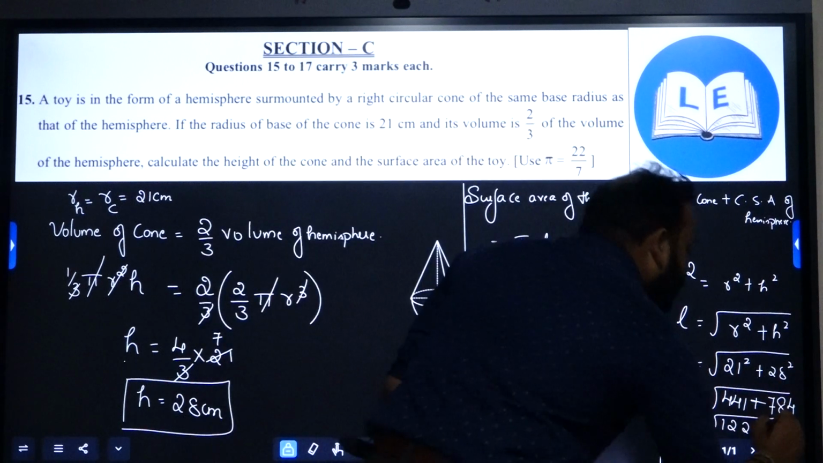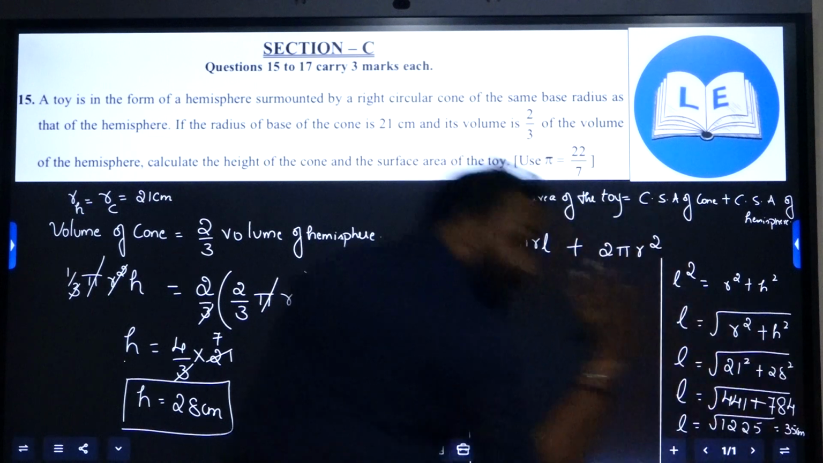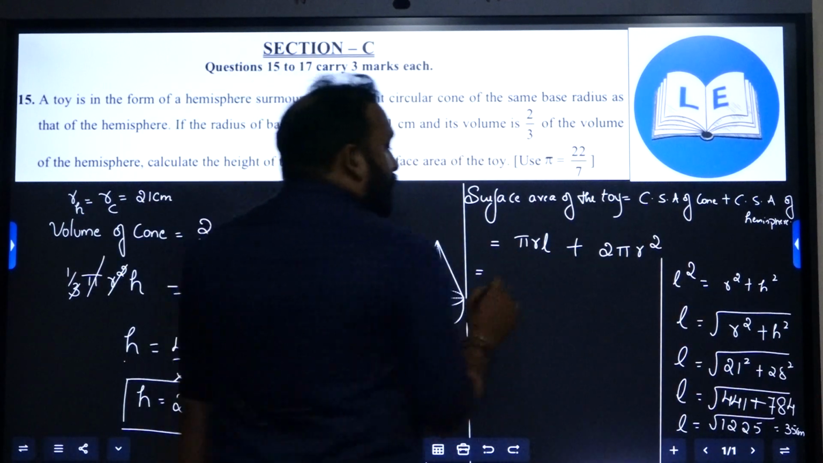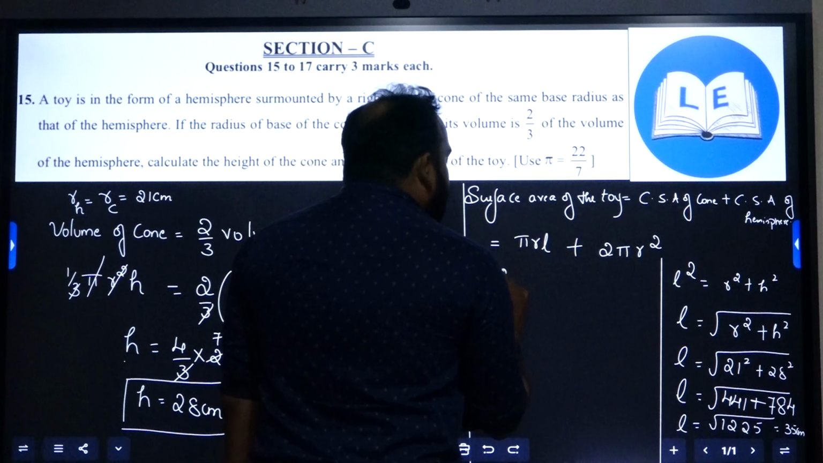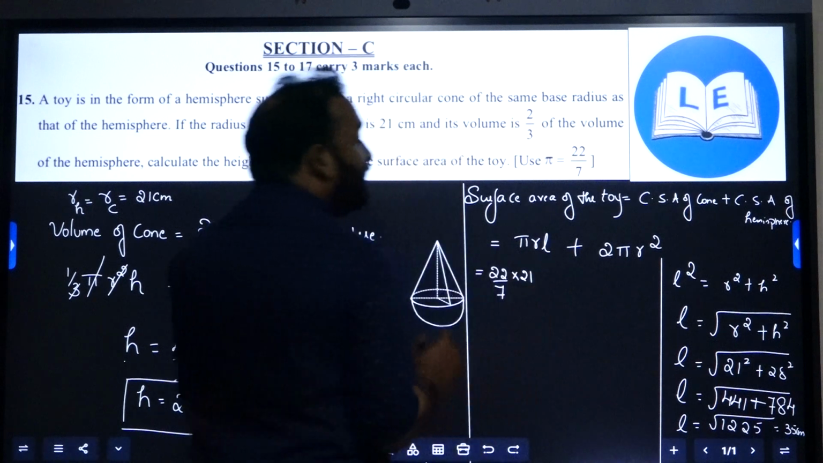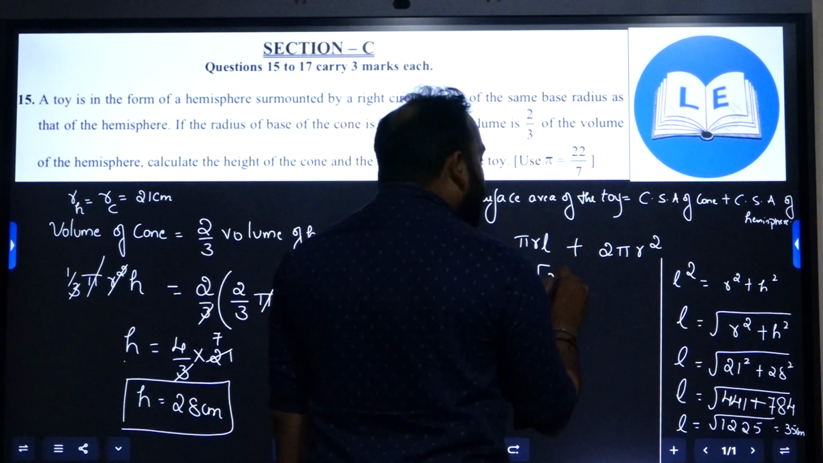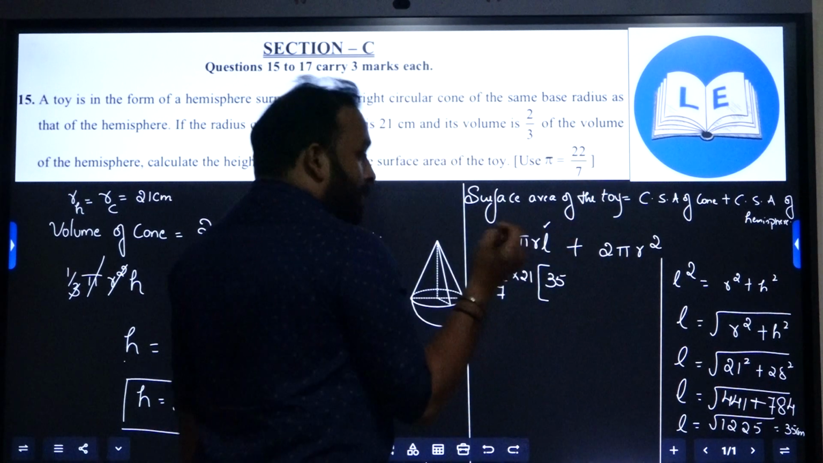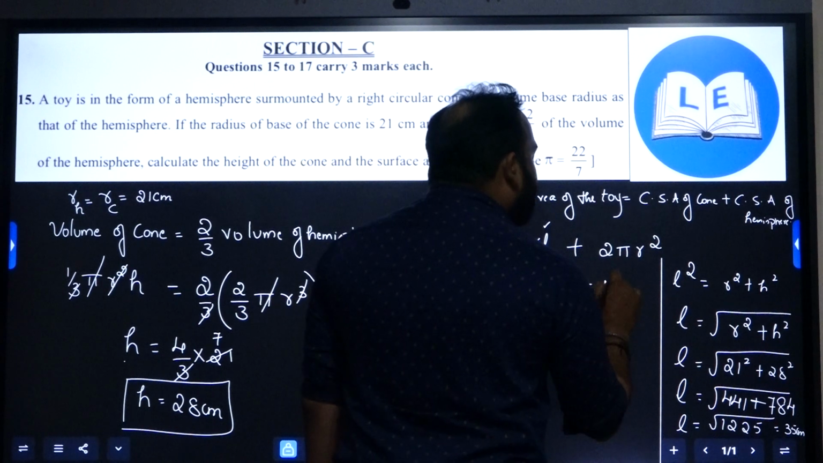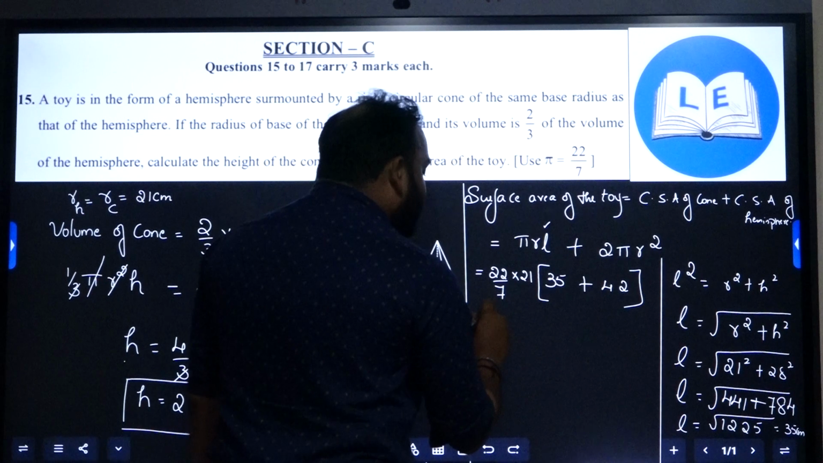Now we got L. So we got the L value as 35 centimeter. You got your slant height. Yes, we'll use the slant height here. Pi is 22 by 7 and we can take that common. R can be taken common. 22 by 7 into 21. I've taken R also common. What is remaining here is 35, which is your L. And what is remaining here? 2 times R, which is 2 times 21, which is 42. So you got 35 plus 42, which is 77.